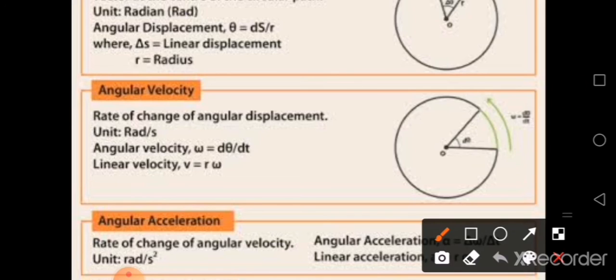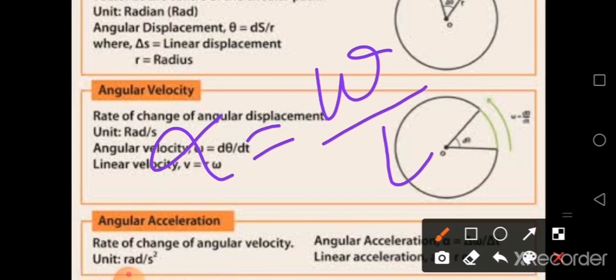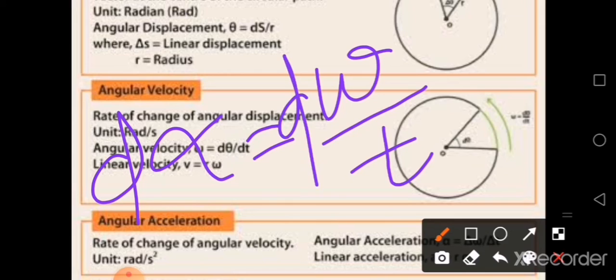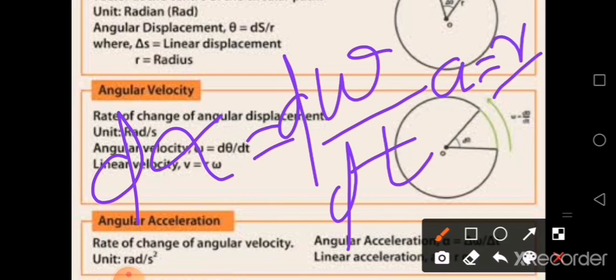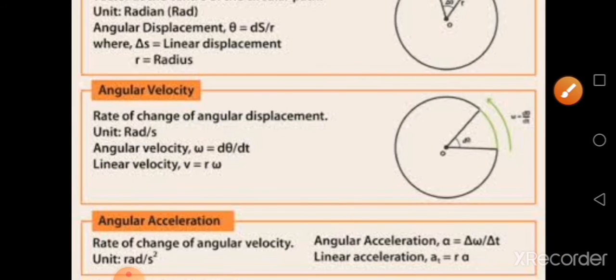Now alpha will be equal to omega upon t, or alpha is equal to d omega by dt. What about linear acceleration? We are going to denote it as a. A is equal to velocity upon time, or change in velocity upon time, isn't it? Now, if you are going to relate angular acceleration with linear acceleration, you have equations that we will see in the next class.